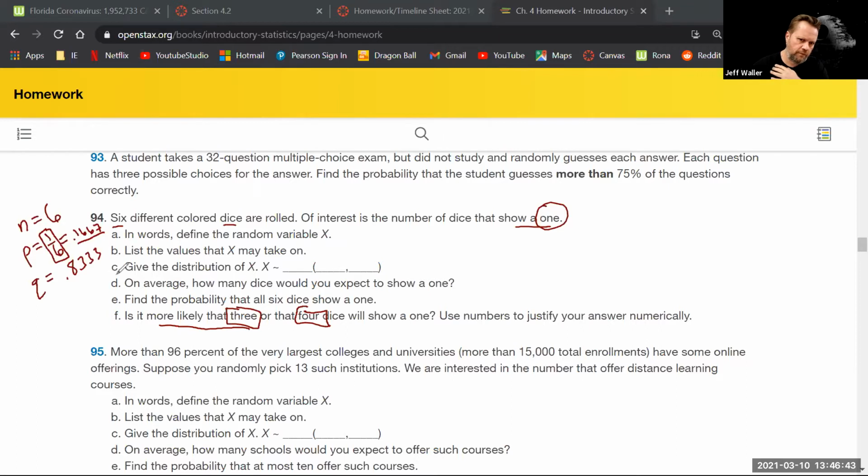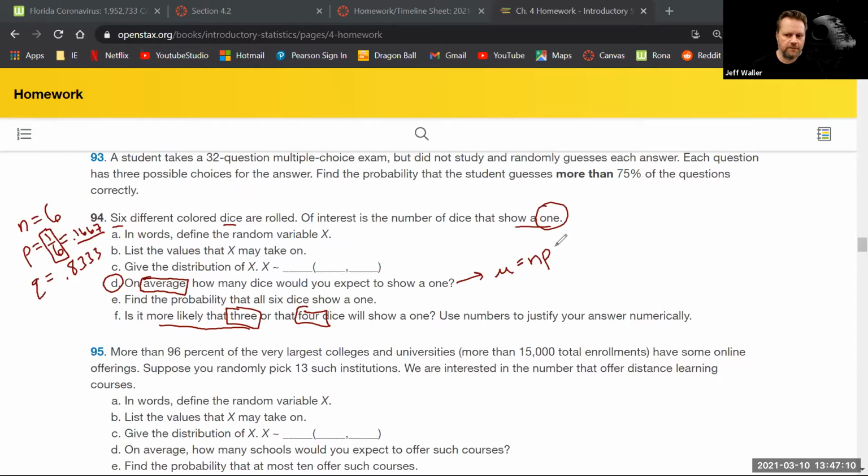How would you do this one? What's the formula? Anytime they ask for the expected value or the average, what's the formula for the average for a binomial problem? NP. It's the best formula yet, right? I don't have to make a table. I don't have to do any of that. I just say N times P and I'm done.